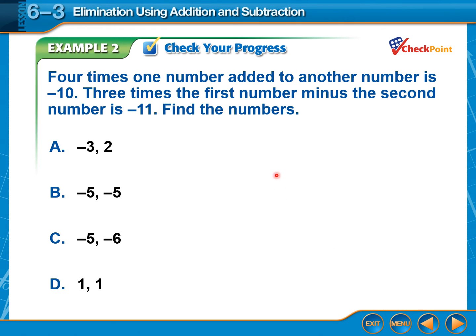All right, go ahead and try this one on your own. Make sure you write the equations correctly, identifying what's going to stand for your first number or what's going to stand for your second number, and then you'll be able to use elimination in order to find the solution to the two numbers.